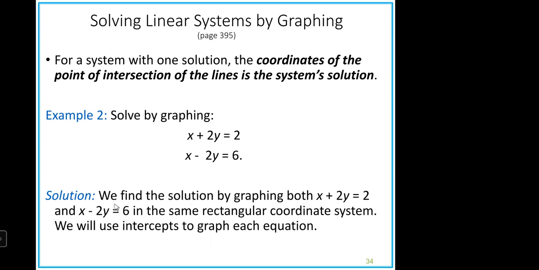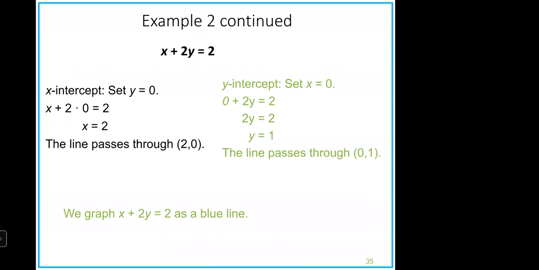Because of how they're set up, it's quicker to just use the intercepts, and then we could plot them quickly. So this is the first equation, x plus 2y equals 2. If you're using the intercept method, you're going to let x equal 0 and let y equal 0. To get the x-intercept, you let y equal 0. So x plus 2 times 0 equals 2, so x is equal to 2. The line is going to be passing through 2 on the x-axis.